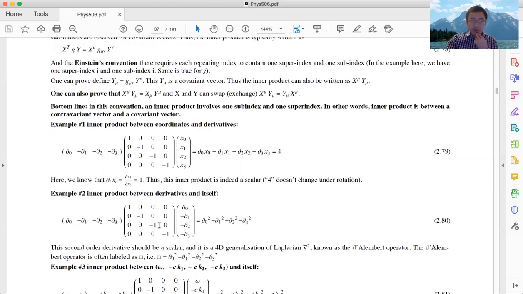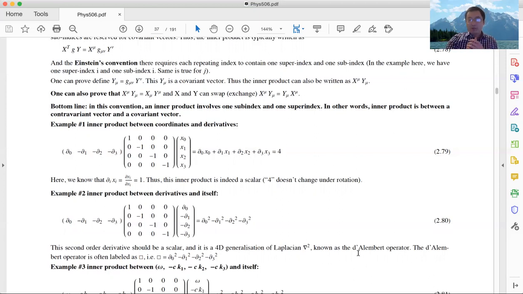By definition, the inner product of the derivative with itself is this. If we multiply these vectors with matrices and write it out, it's the time derivative squared minus the spatial derivatives. This is the second order derivative, and this second order derivative is a 4D version of the Laplacian. The Laplacian is a 3D scalar, the inner product of the 3D derivative with itself. And this is a 4D version of the Laplacian.